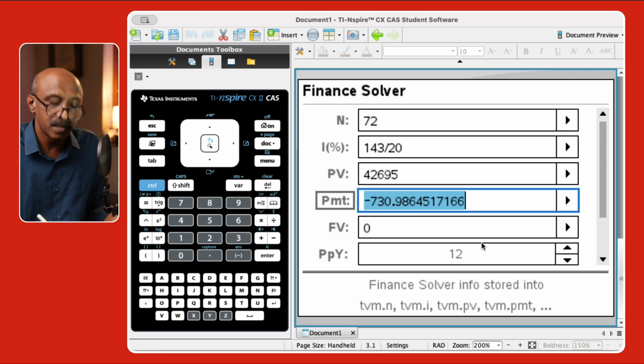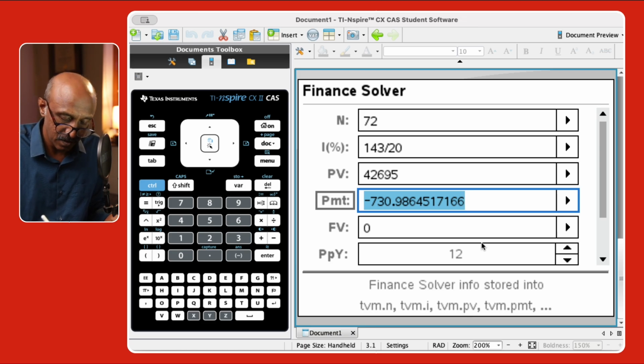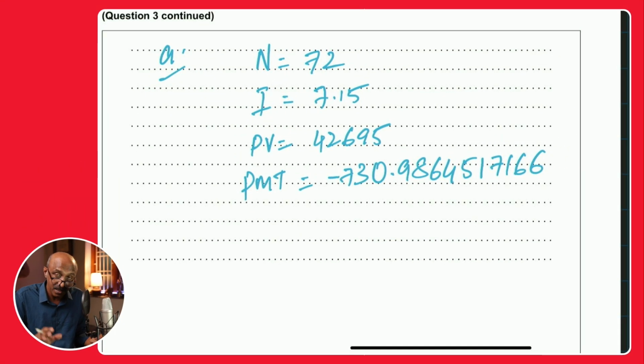7.15, and the present value PV, we'll enter it as 42695, and the payment, I'm going to enter it as I see, 730.9864517166. And you say, so what's going on? You said only 2 decimal places, but that's how you'll write it down. This is showing, I'm going to show you what I'm writing. Okay, see, I wrote down everything. So basically you're telling the examiner, this is what I see on my GDC, all right?